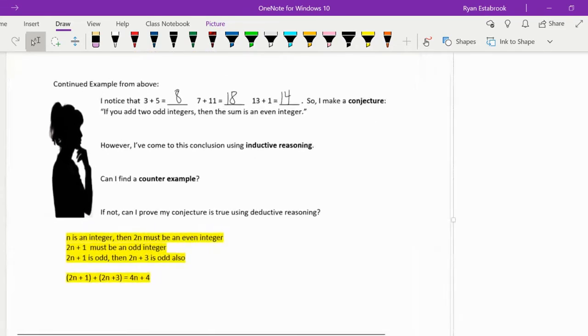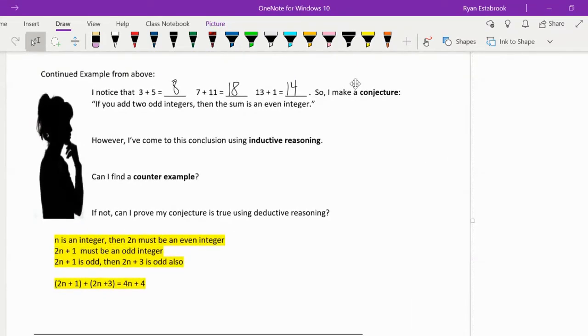Let's go to the example that we were just talking about before. I noticed that 3 plus 5 is 8, 7 plus 11 is 18, 13 plus 1 is 14, and maybe some other examples. After noticing all that, I make a conjecture based off of the pattern that I see. I say that if you add 2 odd integers, then the sum is an even integer. I've come to this conclusion using inductive reasoning.